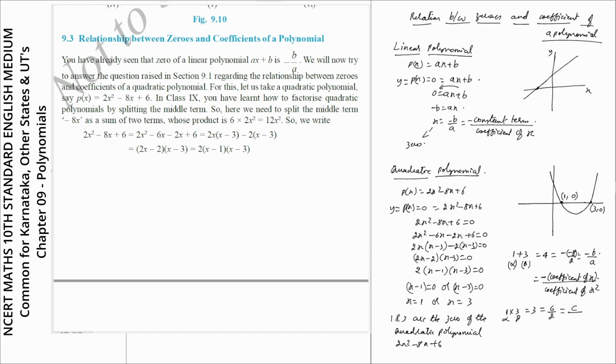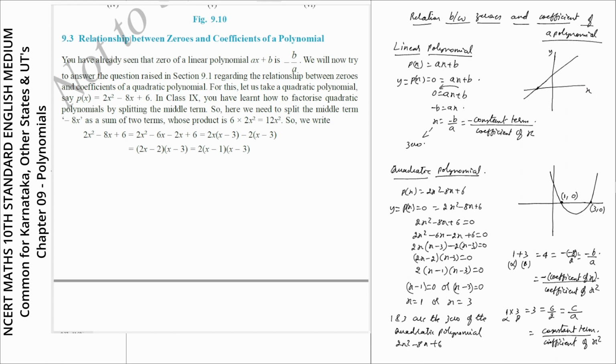And 2 is equal to a. So c is nothing but the constant term of the quadratic polynomial, and a is nothing but the coefficient of x square. So alpha into beta is equal to the constant term divided by the coefficient of x square.